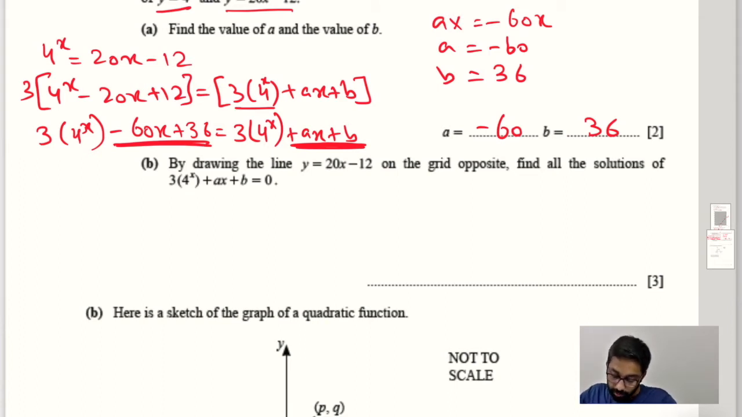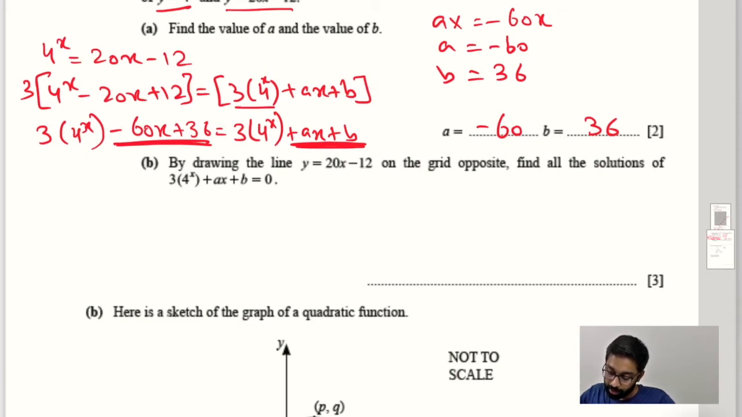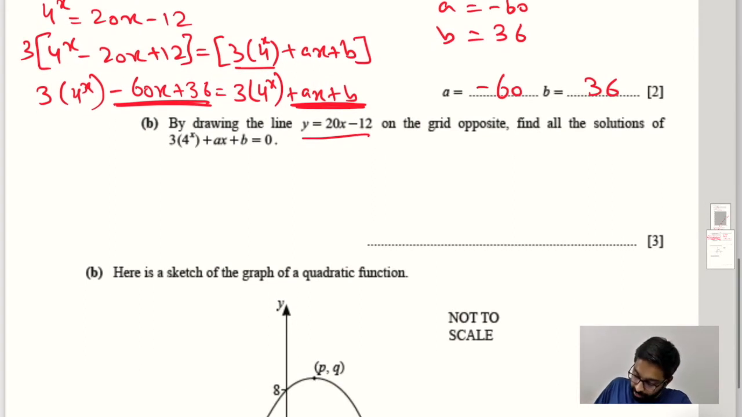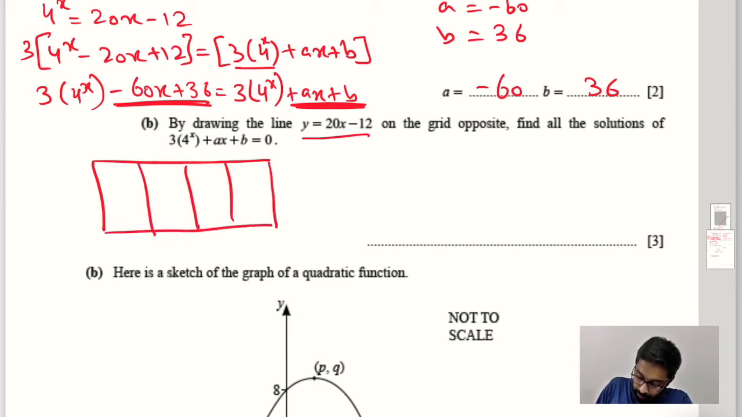Let's move on. By drawing the line y equals 20x minus 12 on the grid opposite, find all the solutions of this equation. Okay, that means we need to draw a straight line for this function. Let's do that. First, we need a table. We need to draw a table so that I can put down all the values of x and of y. So I write x here and y here.